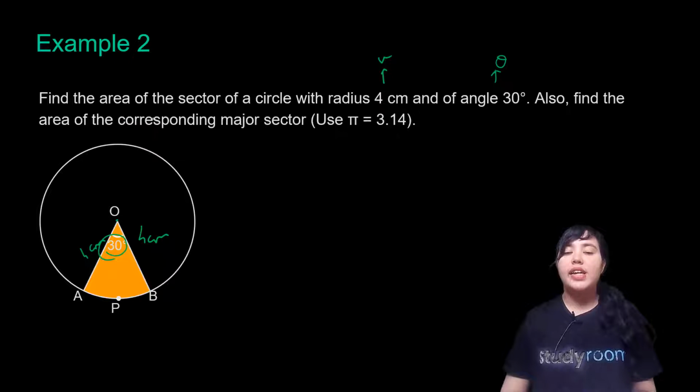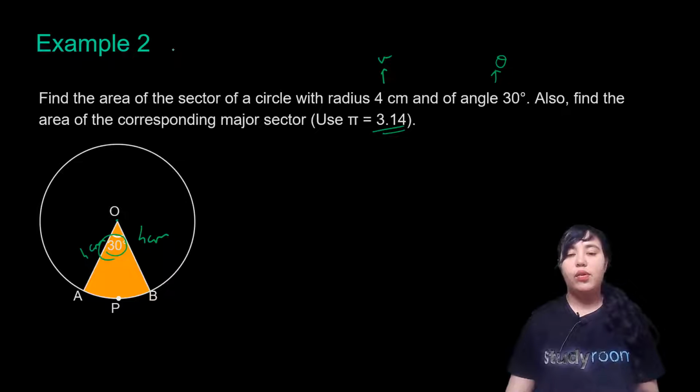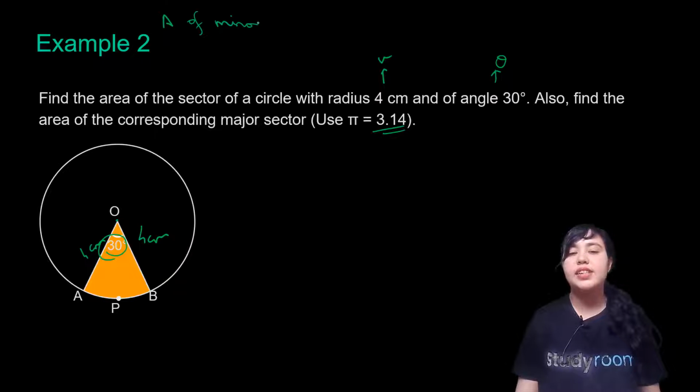You have to find the area of the corresponding major sector as well, and you have to use pi as 3.14. So what is the minor sector here? This shaded region is actually the minor sector. So let's quickly find out the area of the minor sector. What was the formula to find it out? It was theta upon 360 into pi r square.